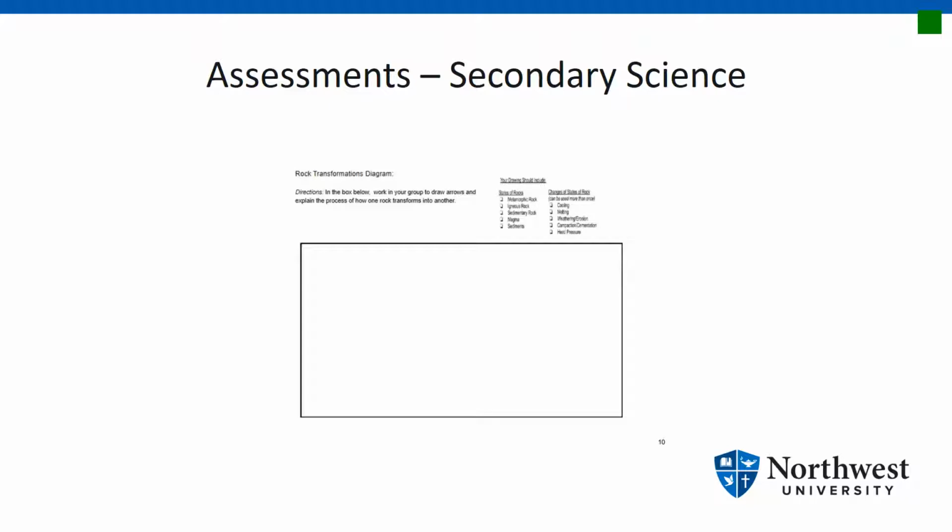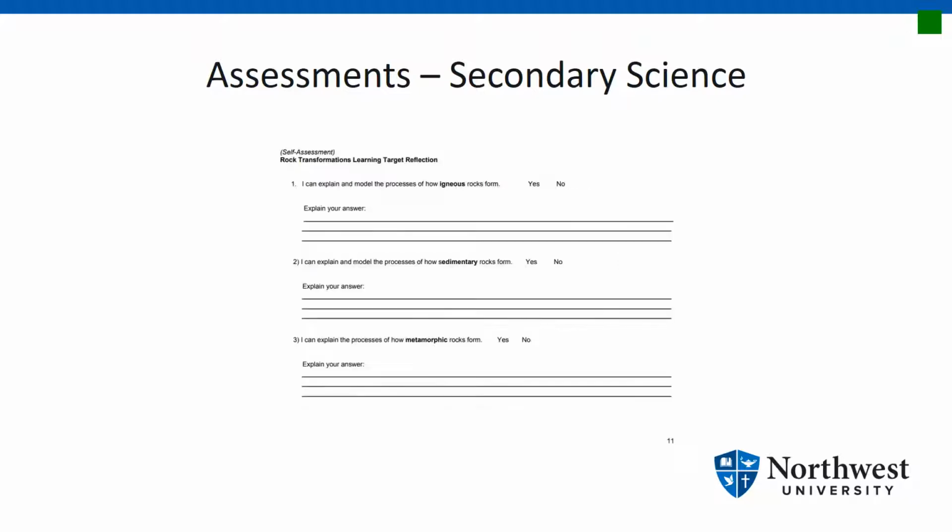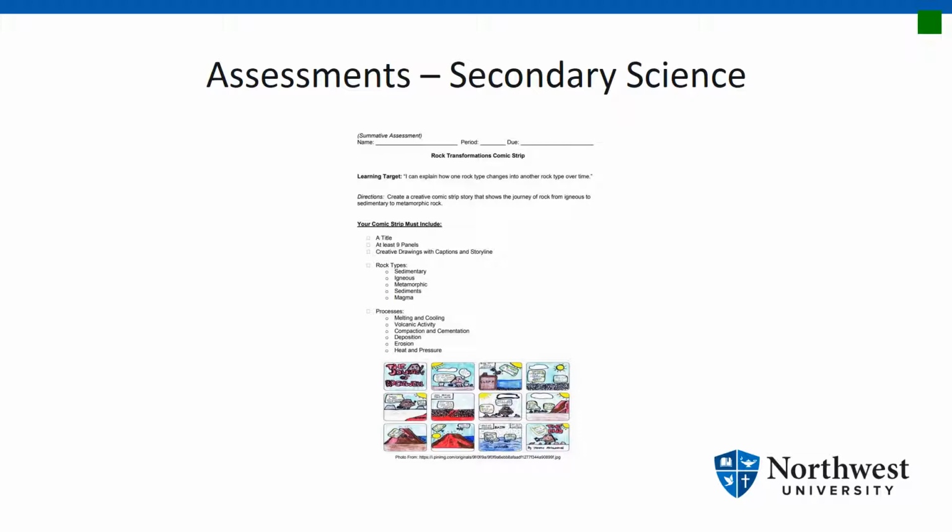So here's a rock transformation diagram where the students get to draw. And again, this is an assessment that the teacher is going to use. Here's a self-assessment where they get to reflect on whether or not they can actually do it. Another way this teacher is assessing summatively whether or not they can do this is they get to make a comic strip of that rock formation process.